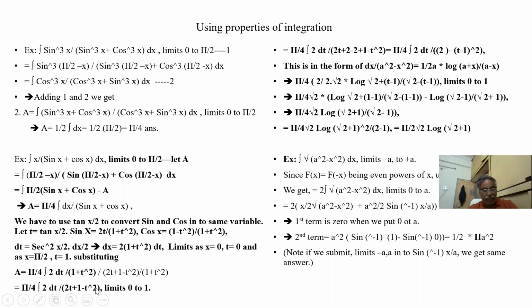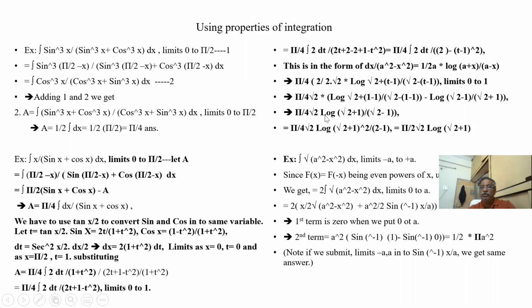This 2t plus 1 minus t square can be written as 2 minus (t minus 1) whole square, that is, a square minus (t minus 1) whole square. So pi by 4 into 2 dt by a square minus (t minus 1) whole square, where a square is 2 and a is root 2. We know the formula, 1 by 2a into log of (a plus x) by (a minus x), so I am substituting it. Pi by 4 into 2 by 2 root 2 into log of (root 2 plus t minus 1) by (root 2 minus t plus 1), with limits 0 to 1.